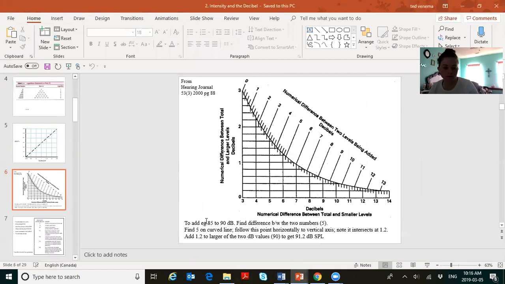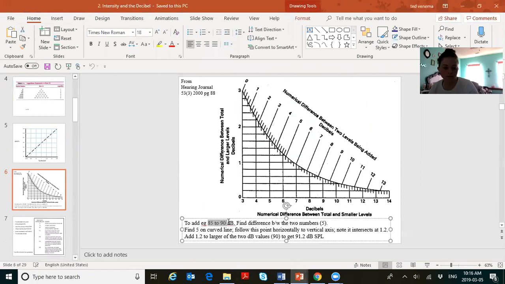To add, for example, 85 to 90, these are only 5 dB difference. So you're going to look on this curve, what's the difference? It's 5. And then you're going to go to the left, and that's what you're going to add to the highest of the two dB levels. This isn't on your midterm, by the way. But questions like 60 dB SPL plus 50 dB SPL, that will be on the exam. Like, what's the sum total? You should say the answer is closest to 60. It'll probably be 60 point something. But basically, an elephant plus a mouse is basically an elephant.